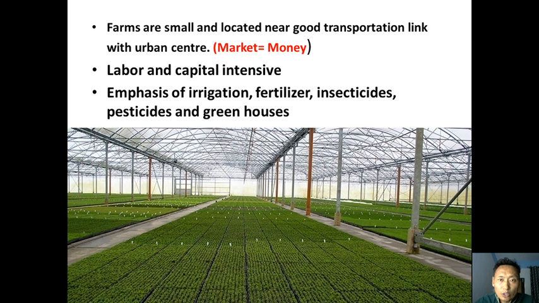Farm sites are small and located very near to good transportation links with urban towns and cities, because their main market is urban, and if they sell these goods to urban people they will get more money. This type of activity is very labor and capital intensive. There is more emphasis on cultivating fruit, flowers and vegetables with the help of irrigation, fertilizers, insecticides, pesticides, and greenhouses. These are the inputs needed to practice horticulture or market gardening.